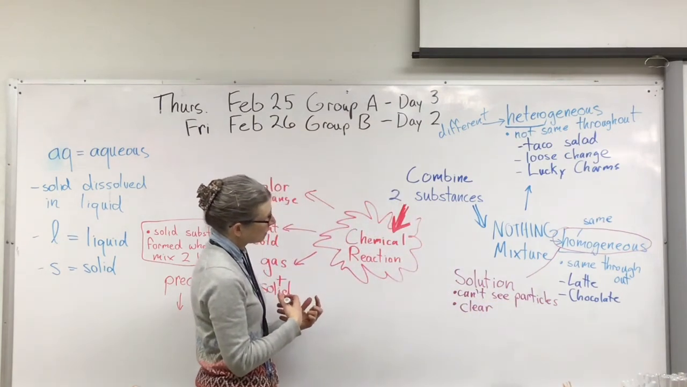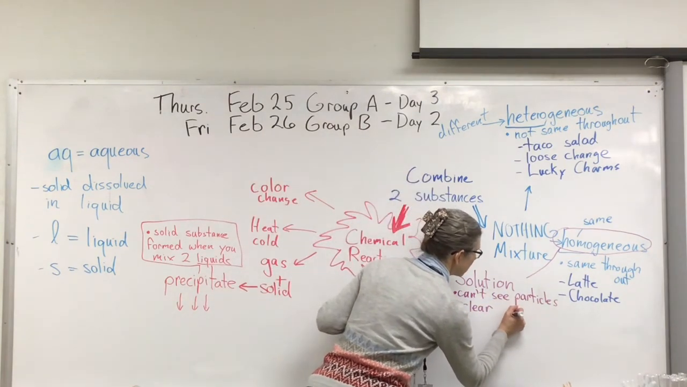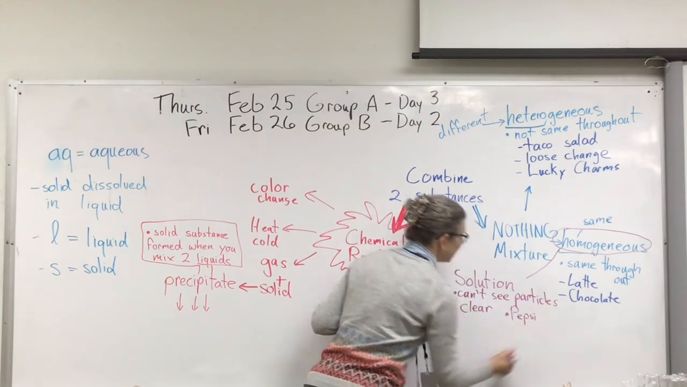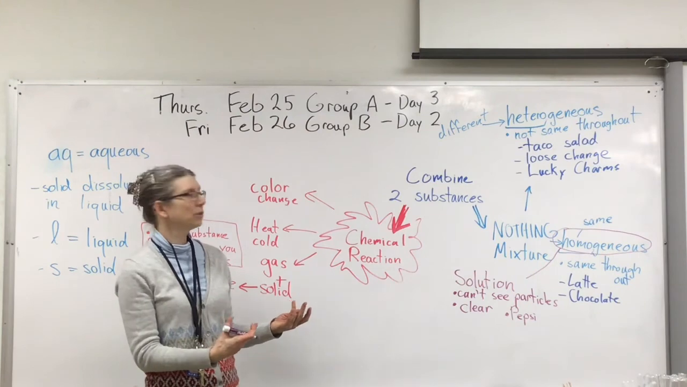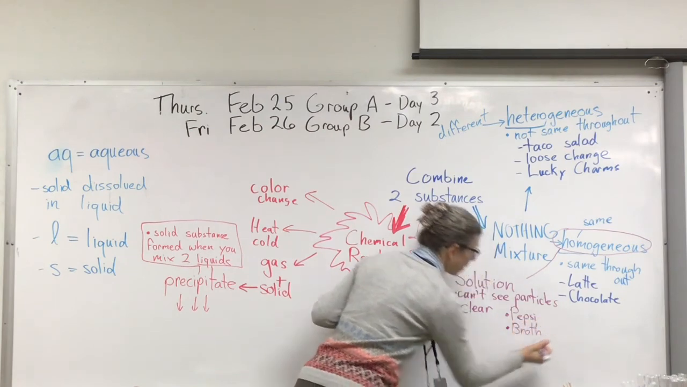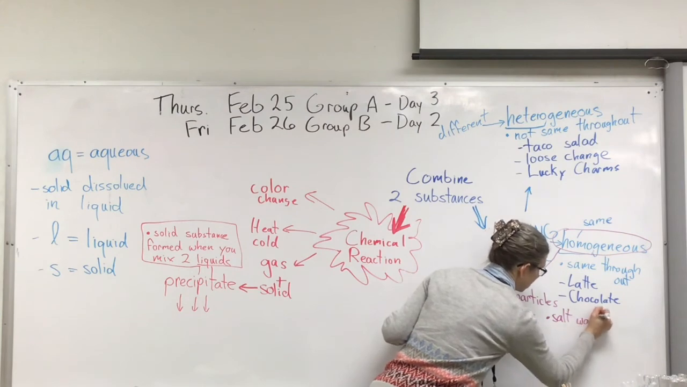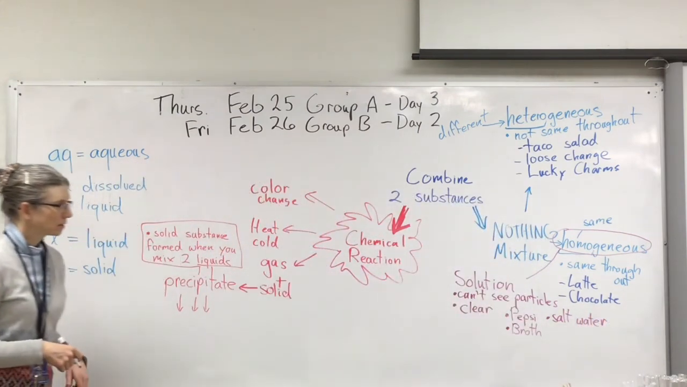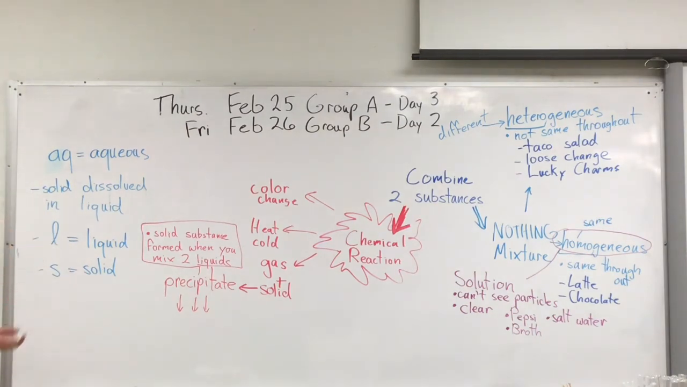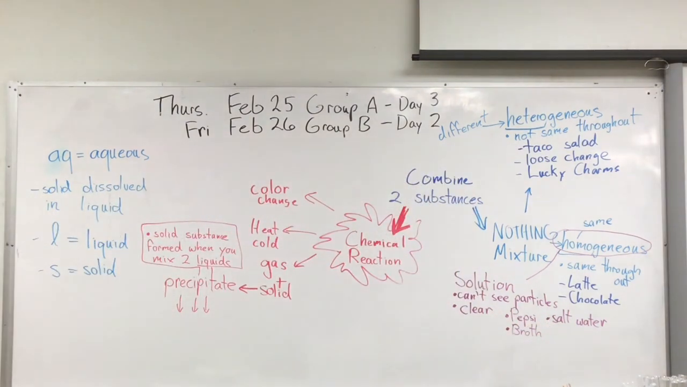An example of a solution would be something like a soda, like Pepsi or Coca-Cola. Any kind of clear beverage is going to be a solution, or it could be a broth, or just salt dissolved in water, like the ocean. Those are all solutions. In the next video, I'm going to talk about why we're interested in this right now. We are going to be doing chemical reactions called double replacement reactions, and we're going to be trying to decide if we have a chemical reaction or if we're just making a solution. Two liquids mixed together in this case.